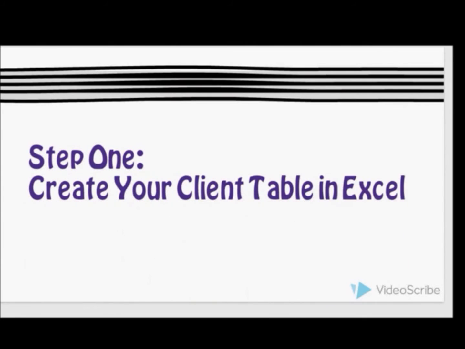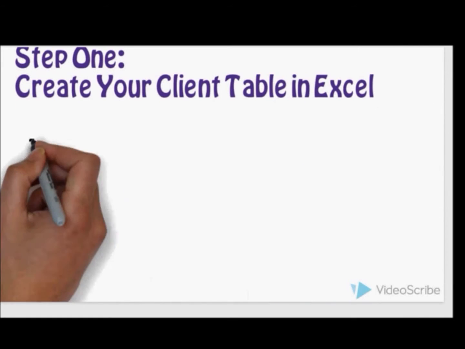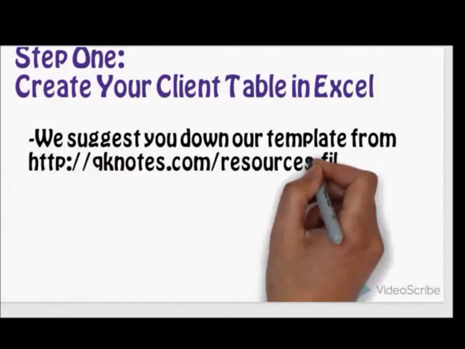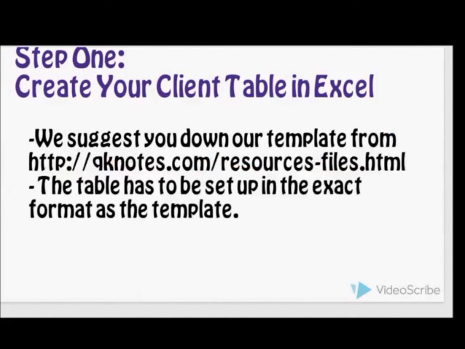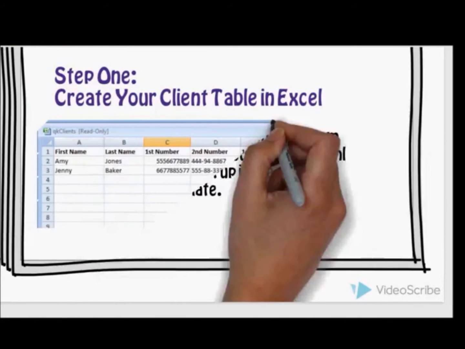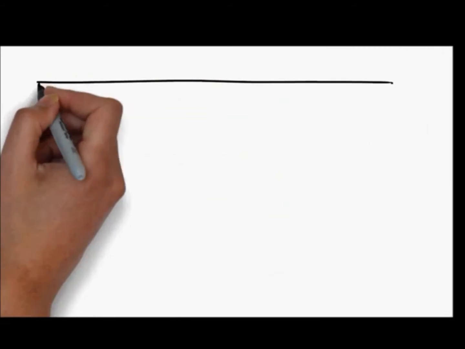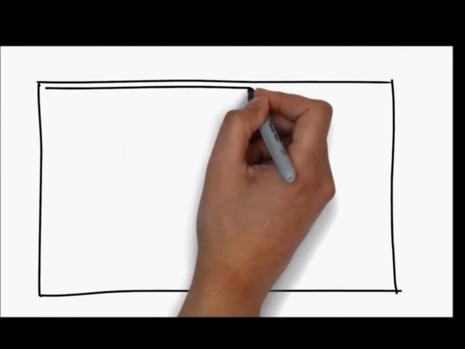Now, to create a file, step one, create your client table in Excel. We suggest you download our template from our website. The table has to be set up in the exact right format. Then you have your first name, last name, first number, second number. It's usually Medicaid number, maybe Social Security number, and we're going to keep going step by step.